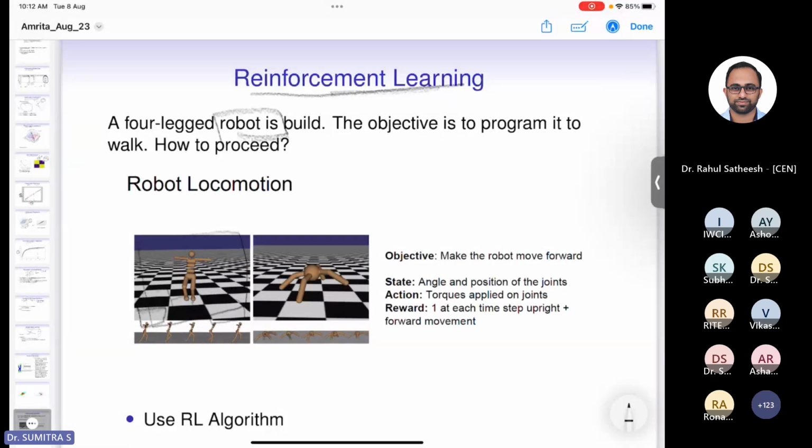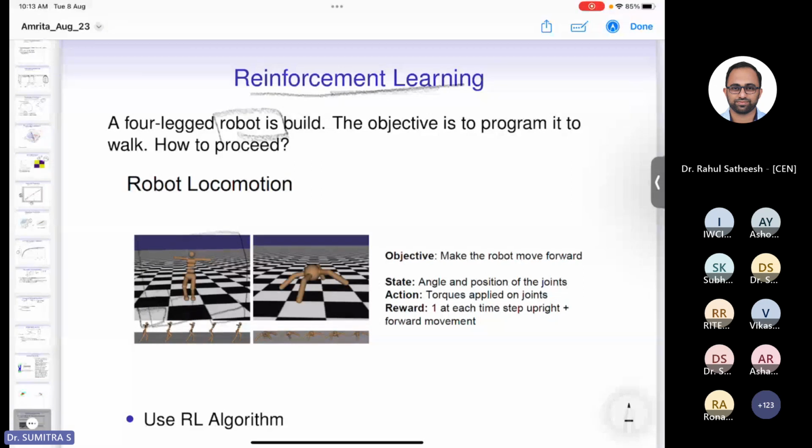For that, it will take those actions that lead to a higher reward sum. It will look at which set of actions gives the higher reward sum, and it will select those actions.